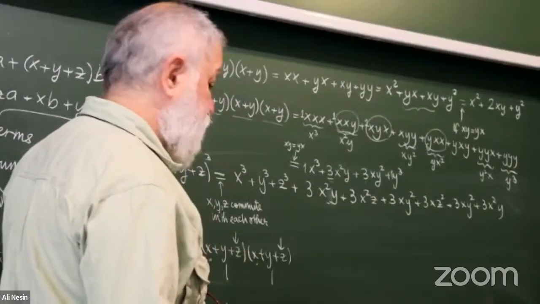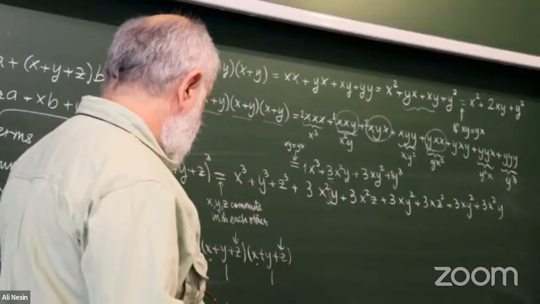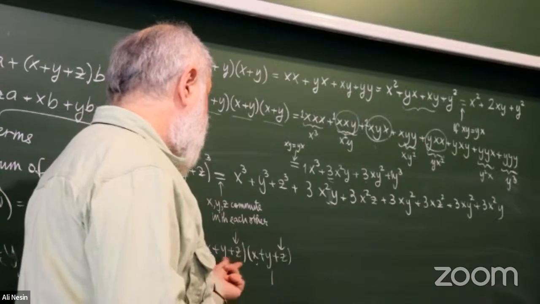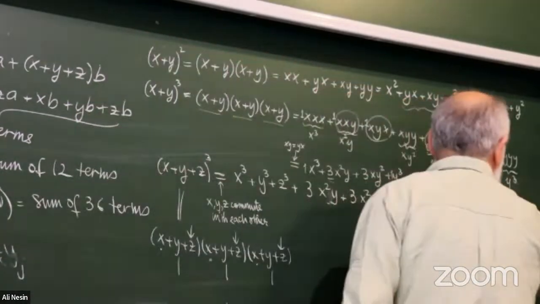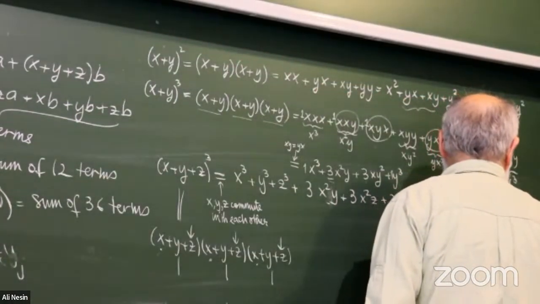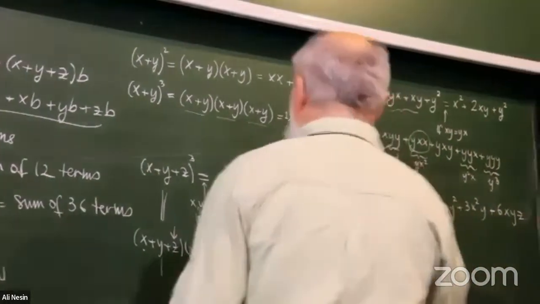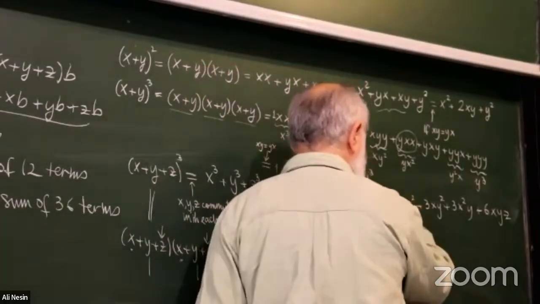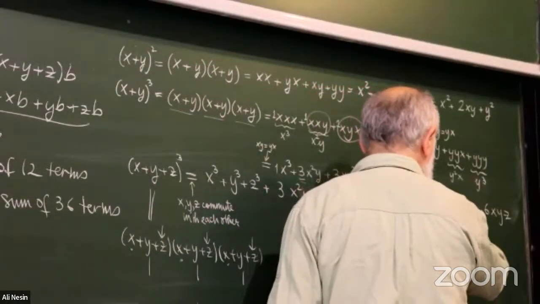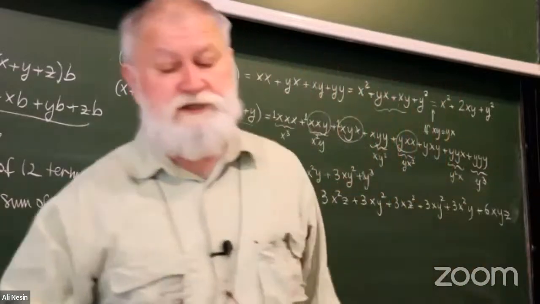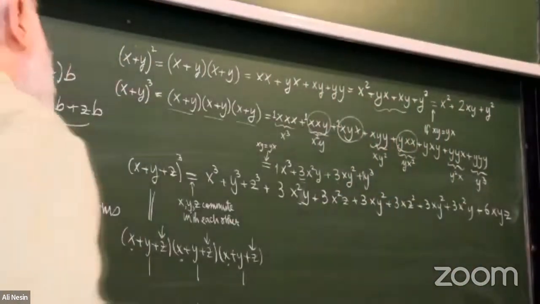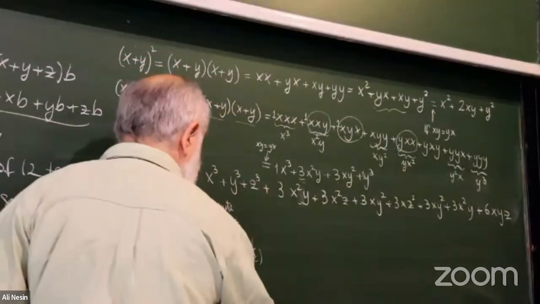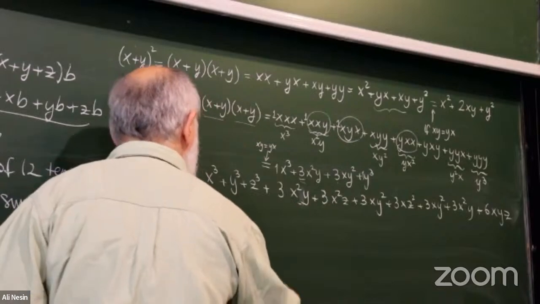From here, you have 3 possibilities to choose from. And then here, you are left with only 2, and here with only 1. Plus 6xyz. The sum should be 27: 1, 2, 3, 6, 9, 12, 15, 18, 21, 27. 27 terms. What about if I do (x + y + z + t) to the 6?